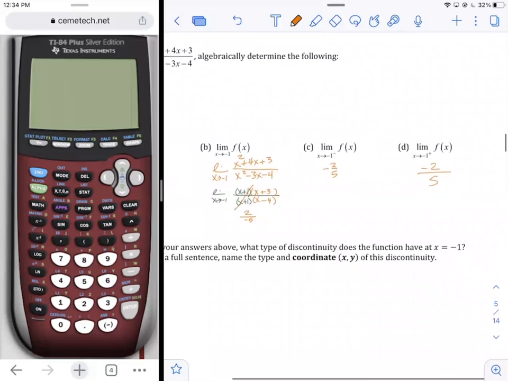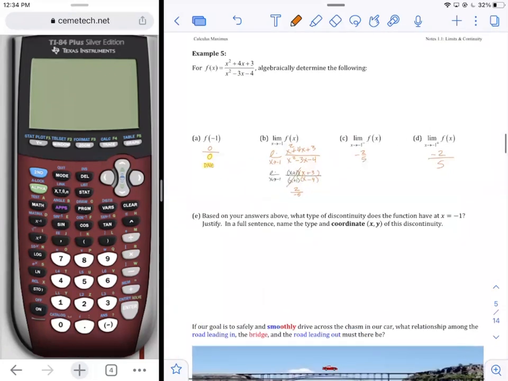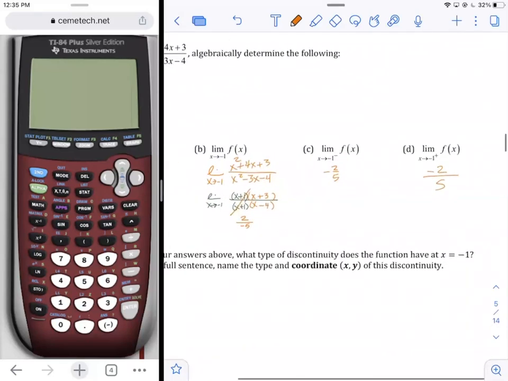So again, very important. If I know the general limit, I know both one-sided limits. But if I only know one of the one-sided limits, I don't know the general limit yet. Part E, based upon our answers above, what type of discontinuity does the function have? And what's the coordinate?